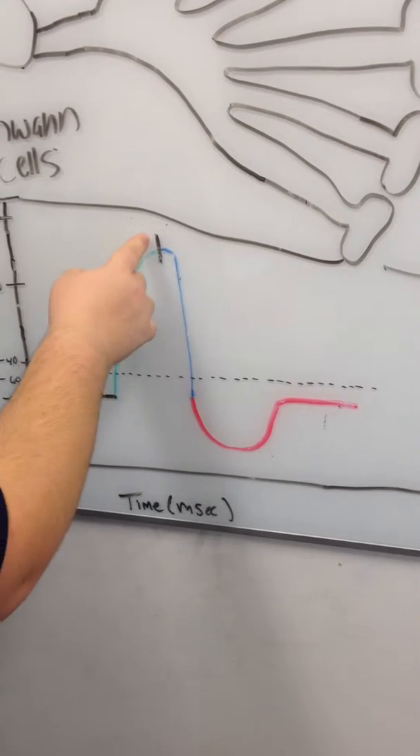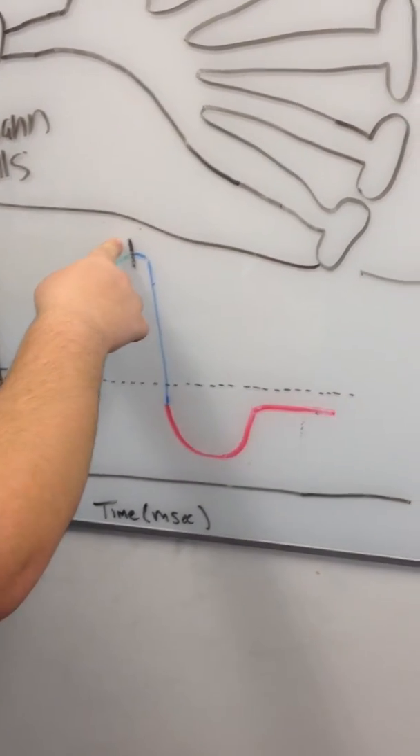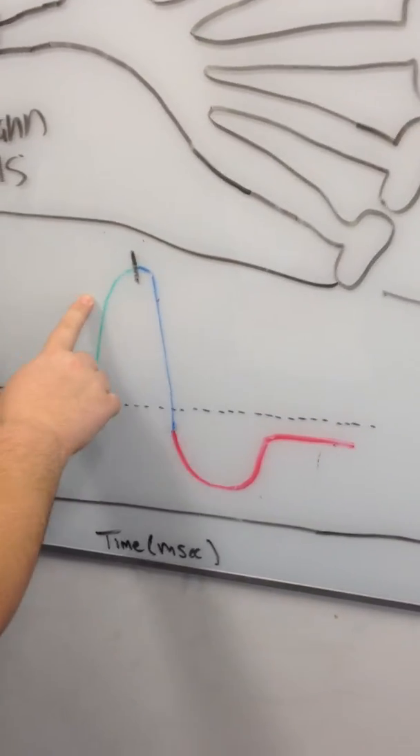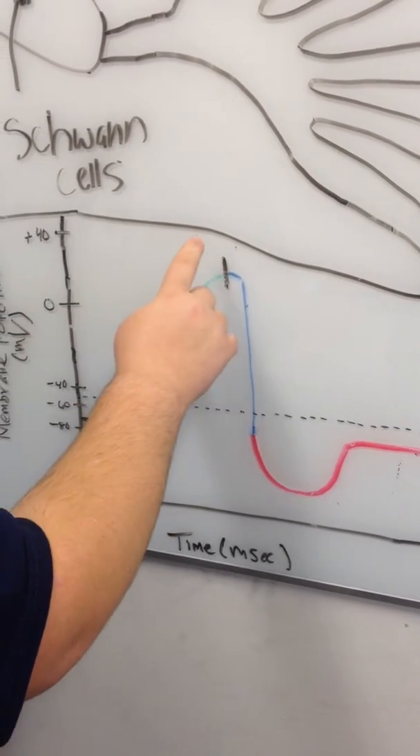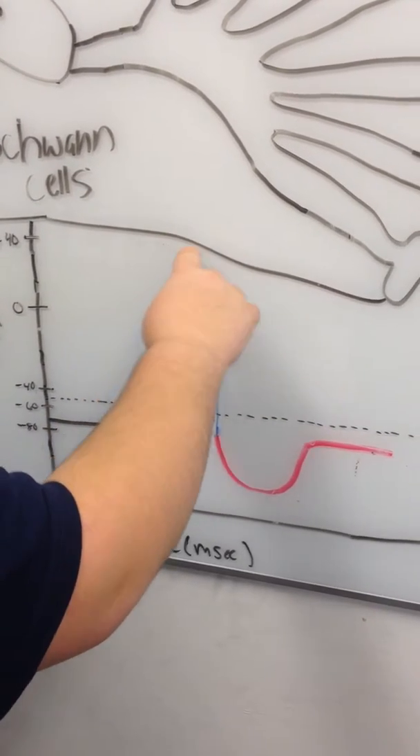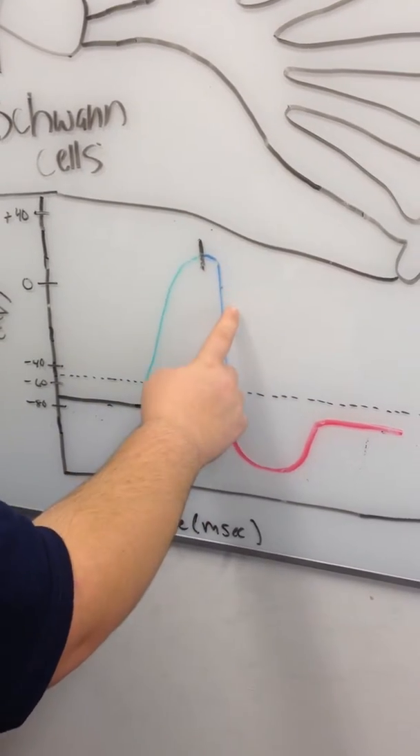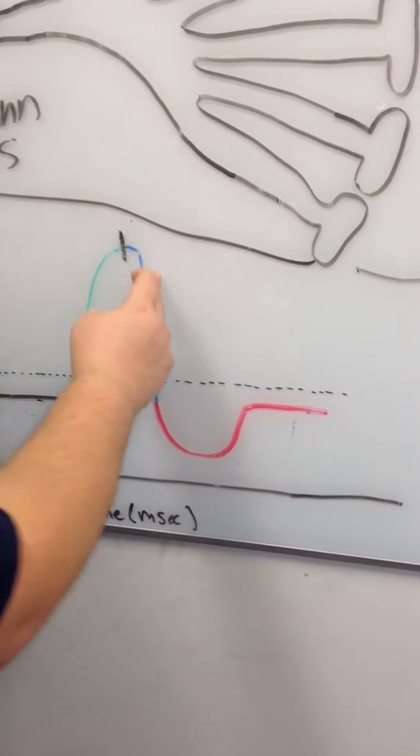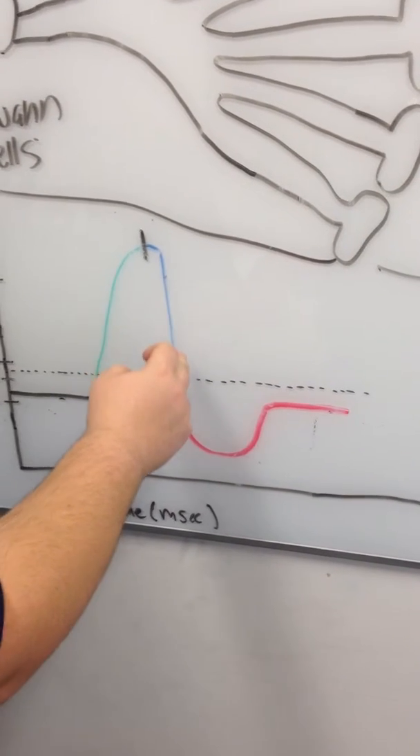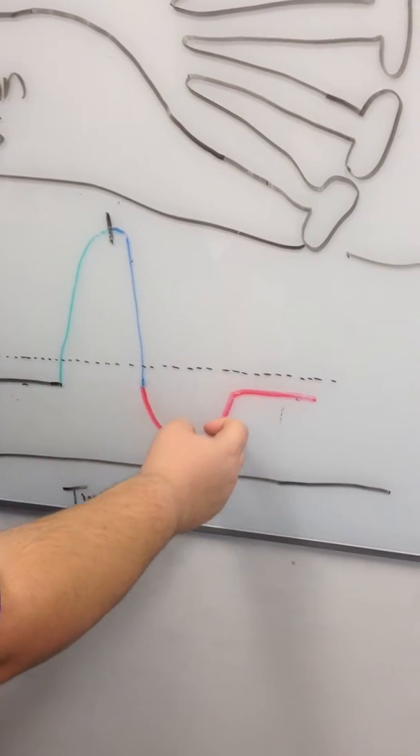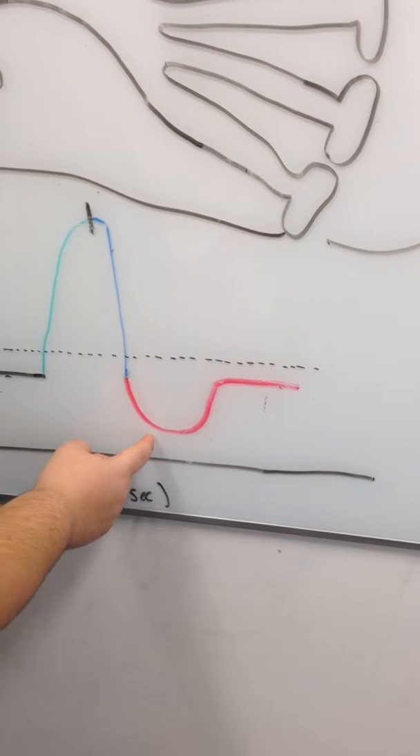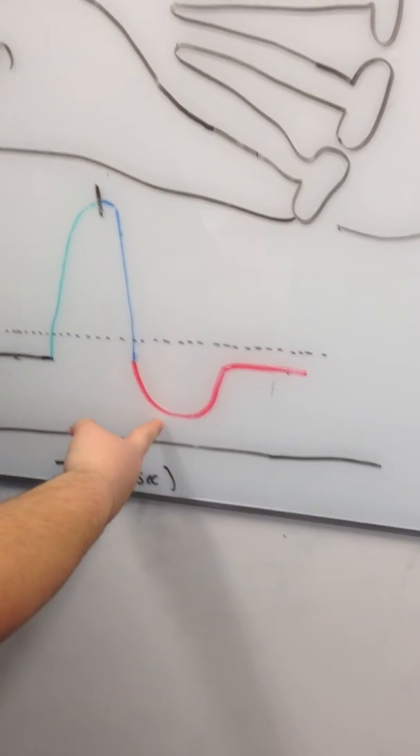The negative feedback starts here, and the sodium channels, which are on the depolarization side, close, and then the potassium channels over here on the repolarization side open. This causes the repolarization to fall quickly. It falls so quickly that it goes into hyperpolarization, which is also called the overshoot.